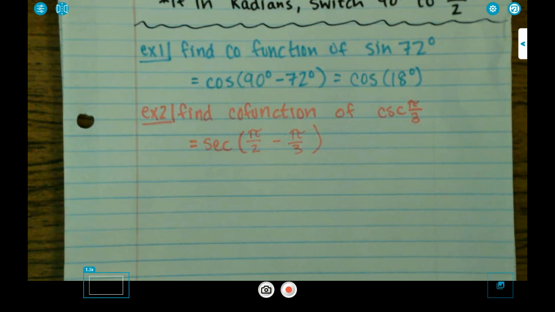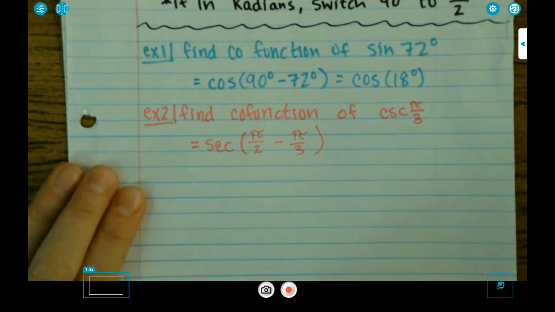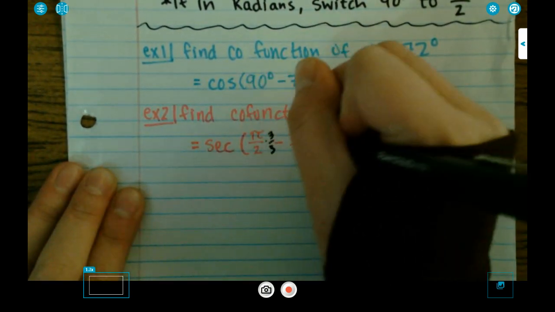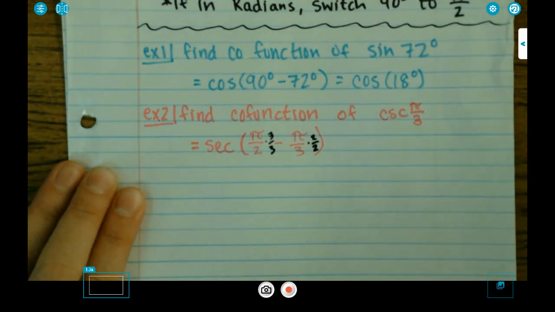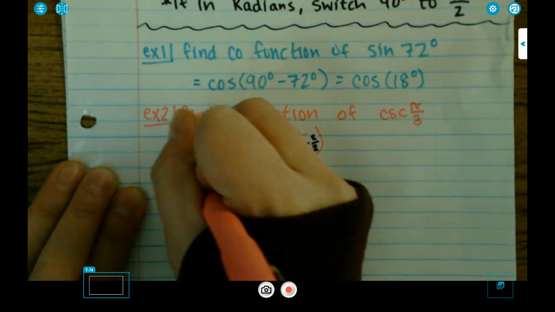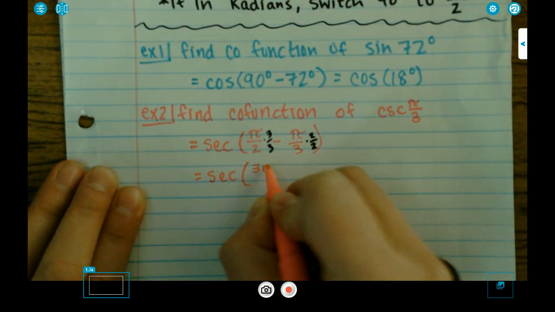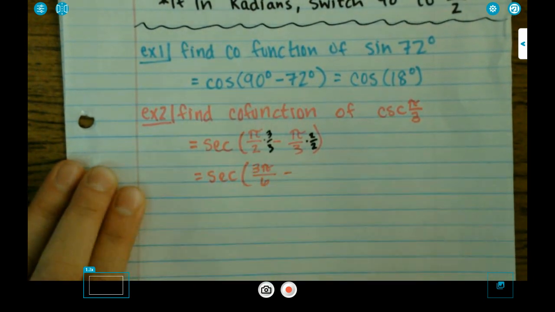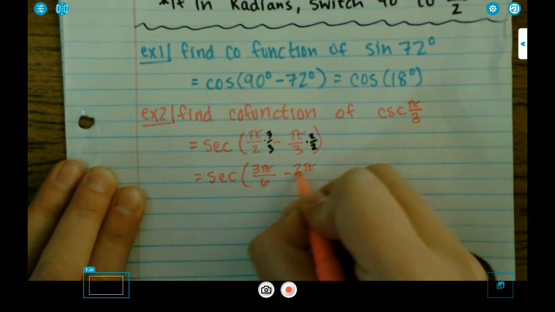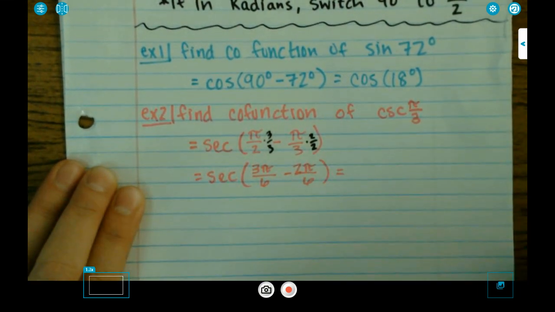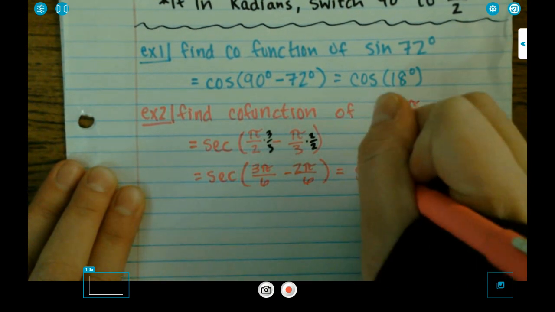What is the lowest common multiple and therefore the lowest common denominator of 2 and 3? 6. So we need to make them both have a denominator of 6. So I'm going to multiply by 3 over 3 and by 2 over 2. So I will have secant of 3 pi over 6 minus 2 pi over 6. 3 minus 2 is 1. It's going to be secant of pi over 6.